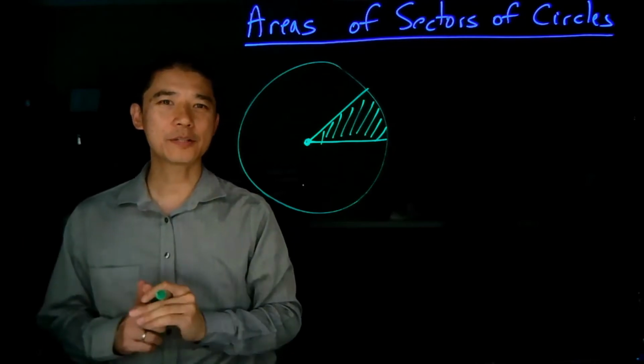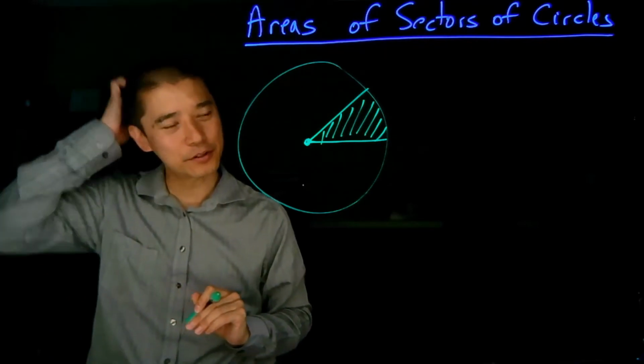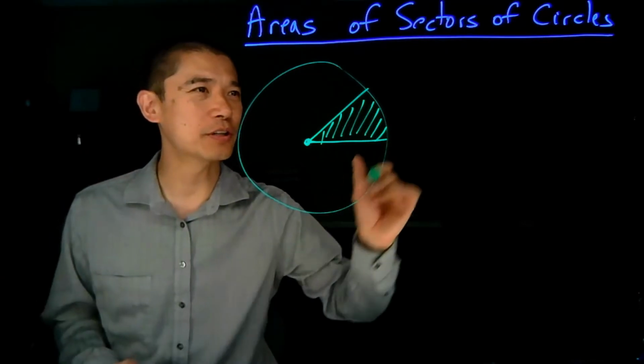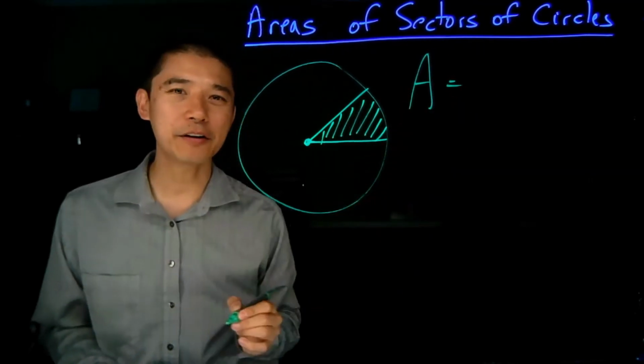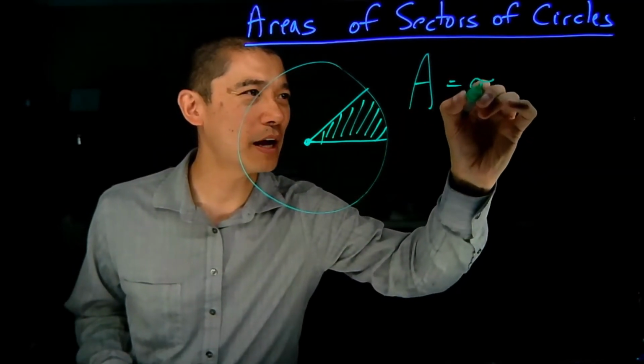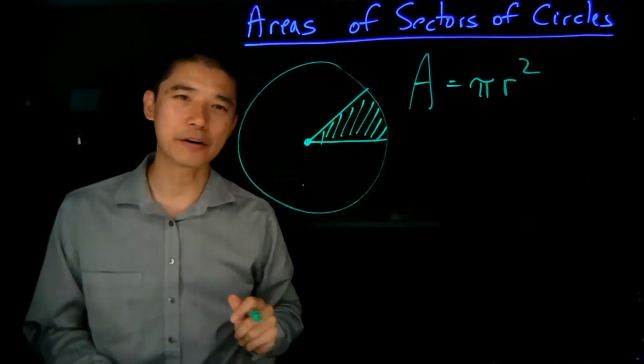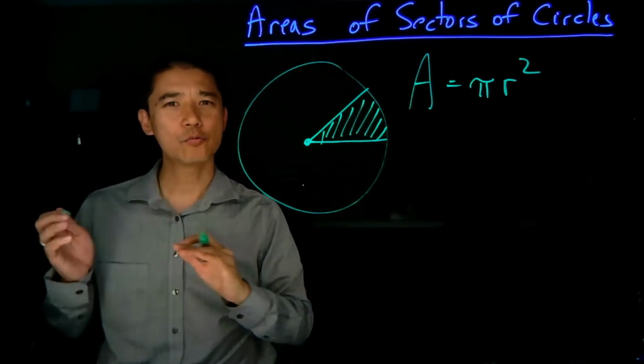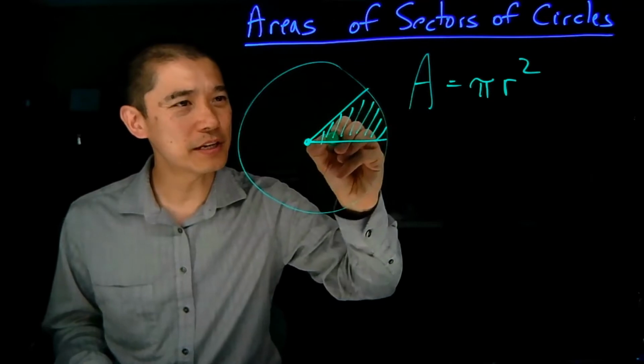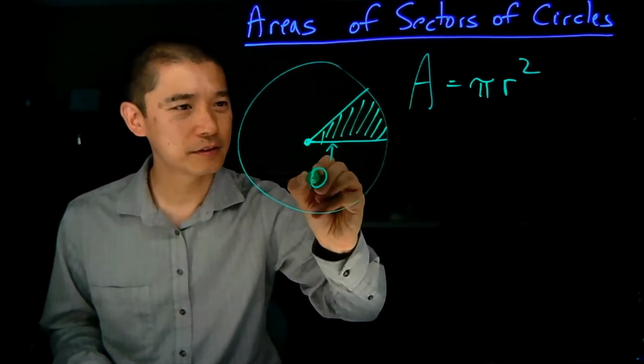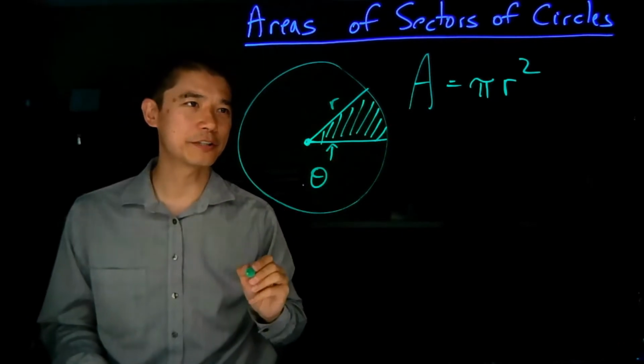We're going to look at this the same way as we looked at the other example, which is we're going to think about this as proportions. We know that the area of the entire circle is equal to pi r squared. So what happens? Let's say that this is an angle theta. Let's label this radius r.